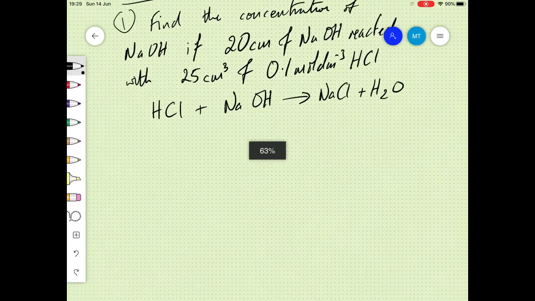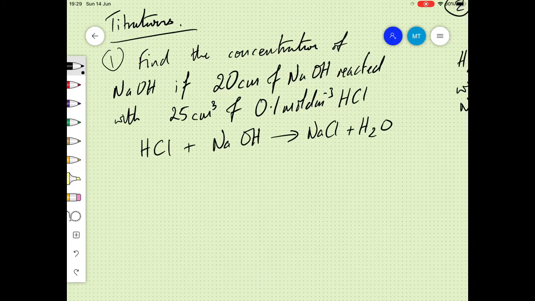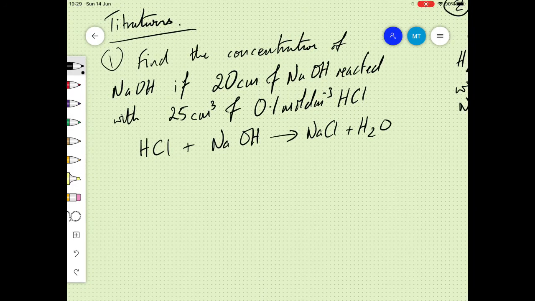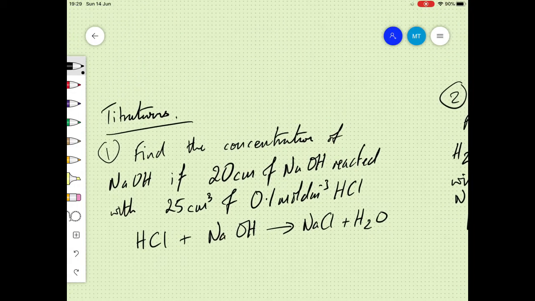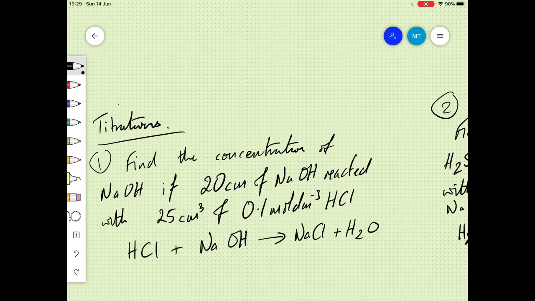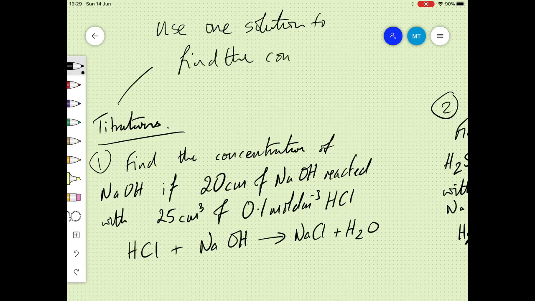Right, so this is an example of a titration. But what is a titration? Why do we do a titration? What are they for? Well, a titration is a type of calculation whereby we use one solution to find the concentration of another solution, and that's all it is.